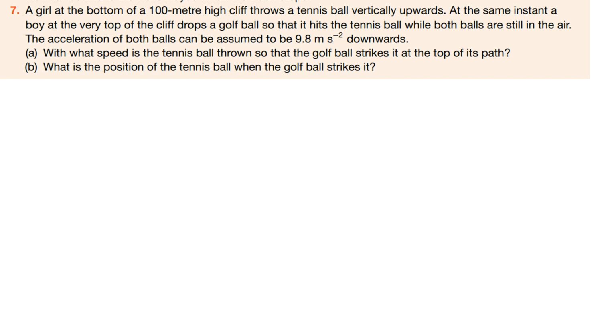Question 7 is a bit more of a challenge. A girl at the bottom of a 100-meter cliff throws a tennis ball vertically upwards. At the same instant, a boy at the very top of the cliff drops a golf ball. He hits the tennis ball while both balls are still in the air. And this is the key part here: it hits it at the very top of its arc.